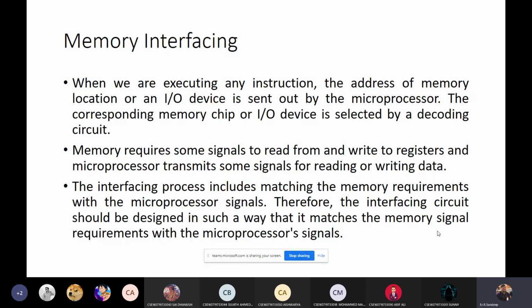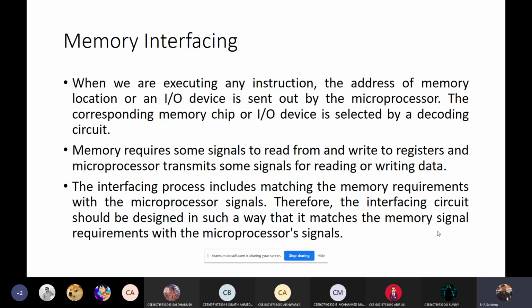Therefore, any interfacing circuit should be designed in such a way that it matches the memory signals with the microprocessor signals. We should design a circuit so that it maps the memory signals to the signals generated by the microprocessor. Only then can we perform memory interfacing, or memory mapping. The concept is called mapping. The main responsibility of memory interfacing is to identify from which memory location we are going to take the data.